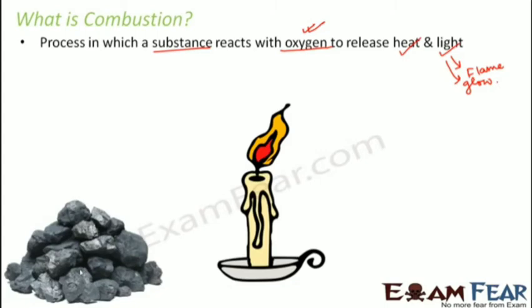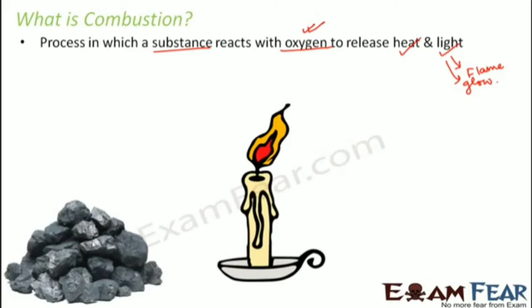Now in both the cases, if I burn both of them, the process taking place in this combustion is that as soon as I burn it, the substance, that is the coal or the wax of the candle, reacts with oxygen of the surroundings, and due to that reaction, a lot of heat and a lot of light is produced. Now if you compare these two scenarios, you really do not get a fire or see a flame in case of coal.